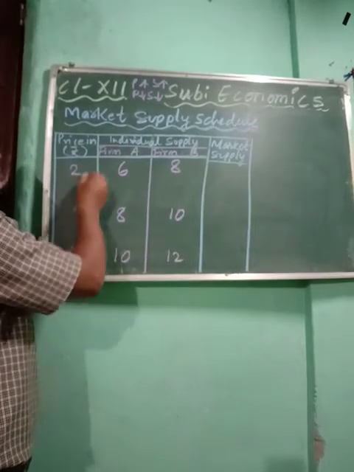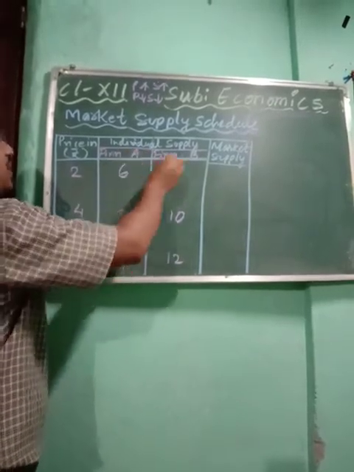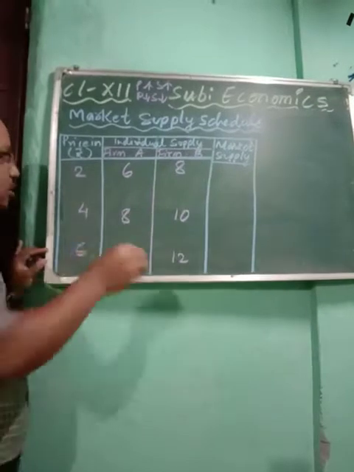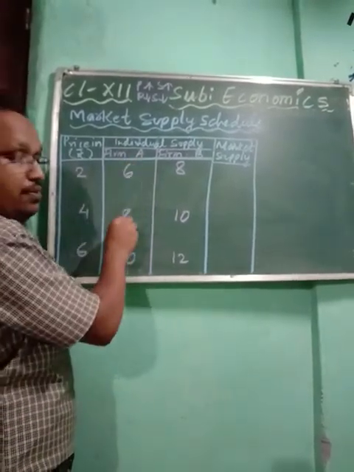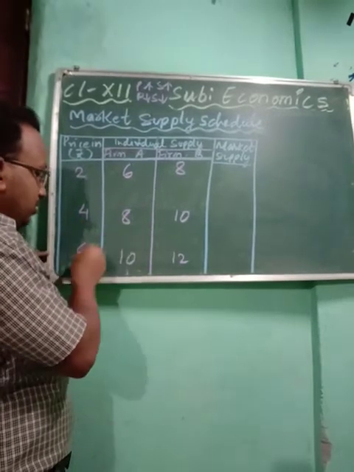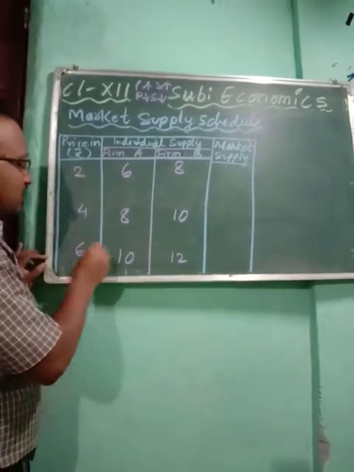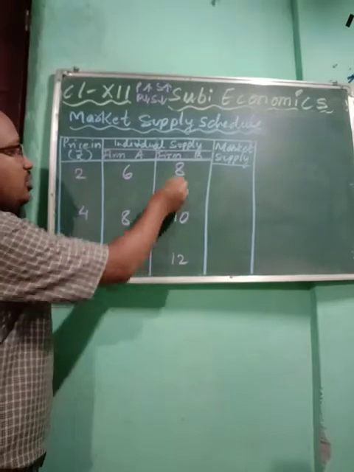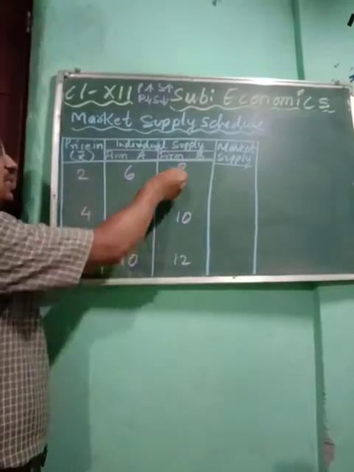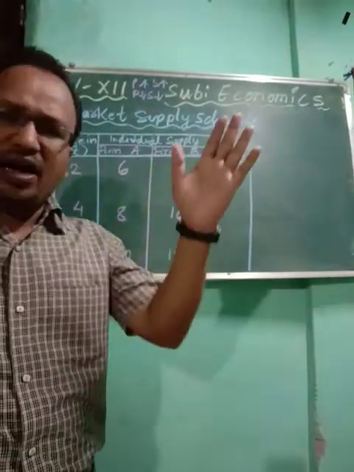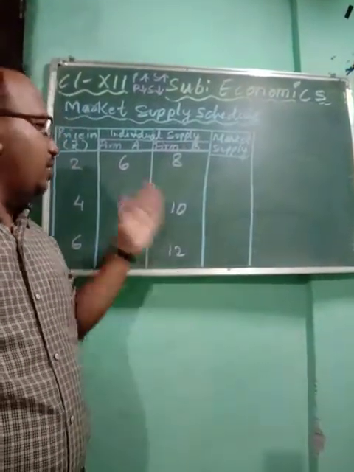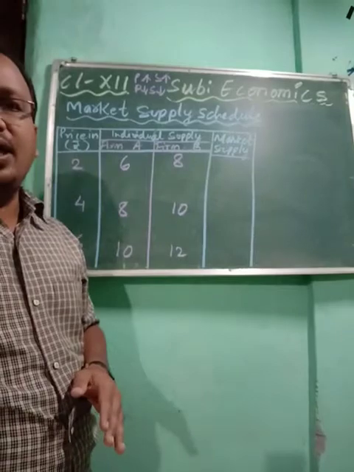When the price was 2, firm A supplied 6 and firm B supplied 8, quite less. When the price increased to 4, before there were 6 units, now they are supplying more. When the price increases further to 6, they are supplying 10. So here also you can see that as price increases, supply also increases. Same as in demand, where the law of demand is applicable, here the law of supply is applicable.